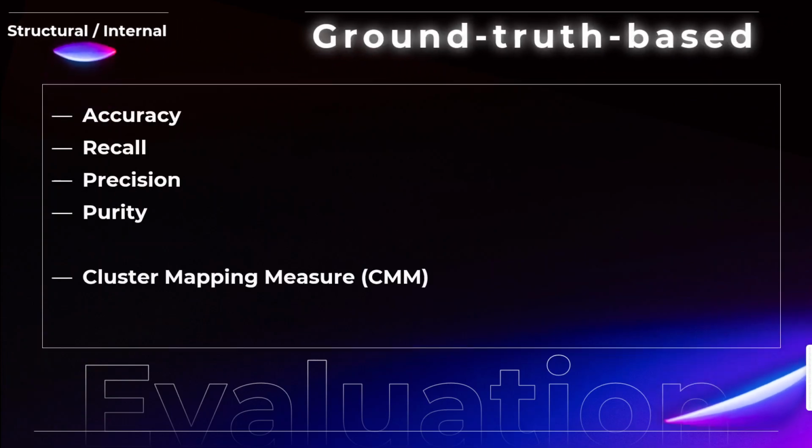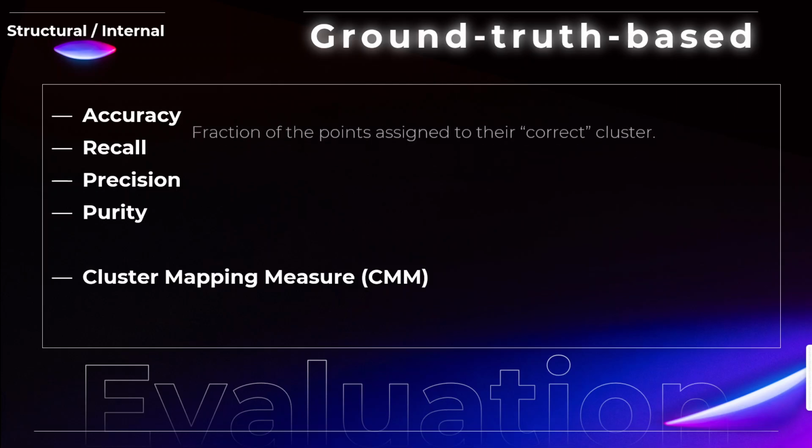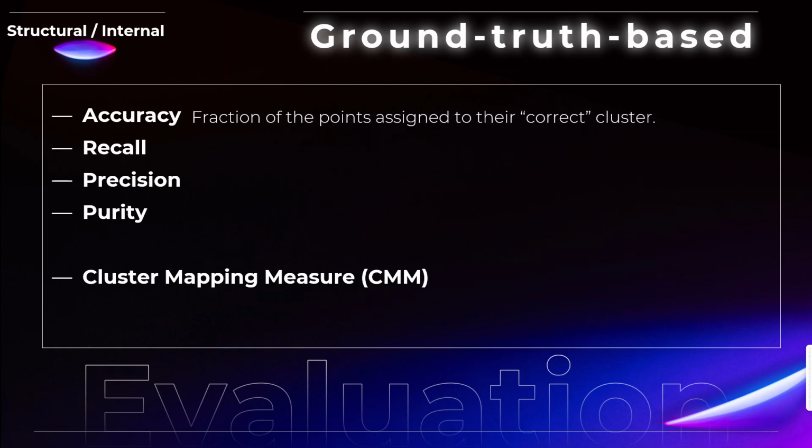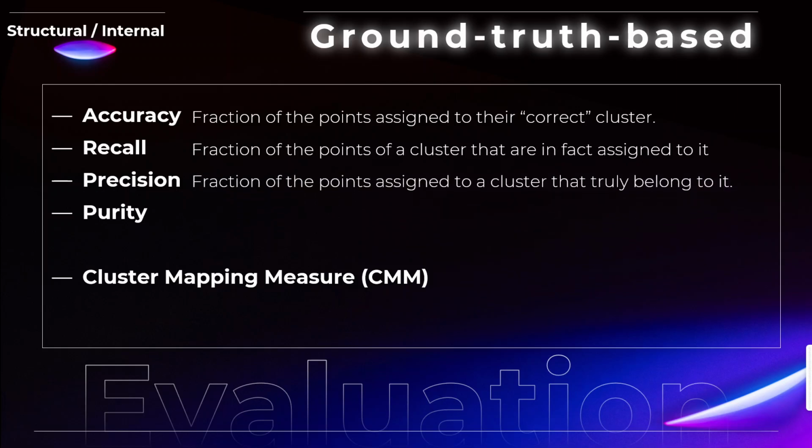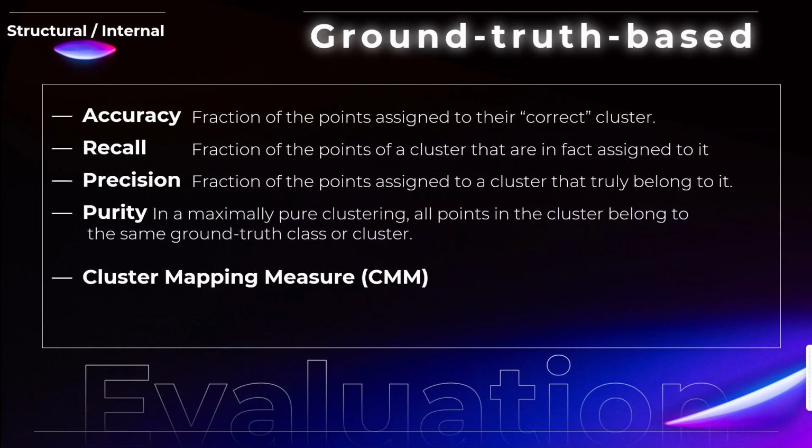The next group is ground truth based, and the accuracy is defined as the fraction of the points assigned to their correct clusters. The recall is defined as the fraction of the points of a cluster that are in fact assigned to it. Precision means the fraction of the points assigned to a cluster that truly belong to it. And purity is defined as in a maximally pure clustering, all points in the cluster belong to the same ground truth class or cluster.